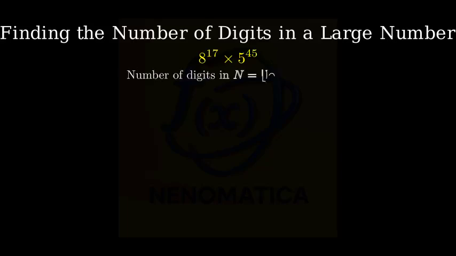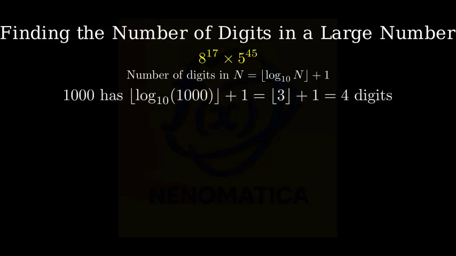The number of digits in a positive number n can be calculated using the formula floor of log base 10 of n, plus 1. For example, the number 1000 has log base 10 of 3, and 3 plus 1 equals 4 digits. But directly computing the logarithm of our number would be challenging because it's very large. So we'll use properties of logarithms to simplify our work.